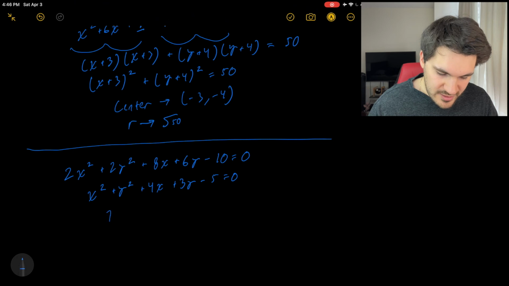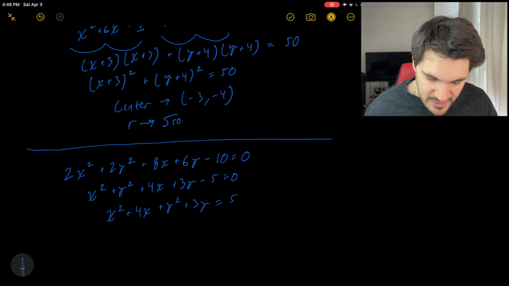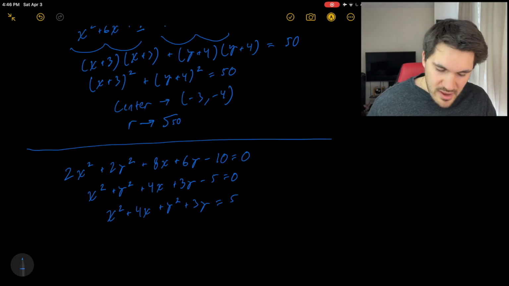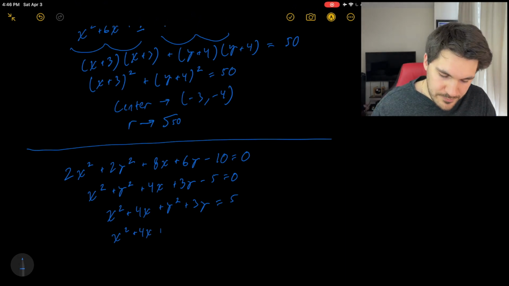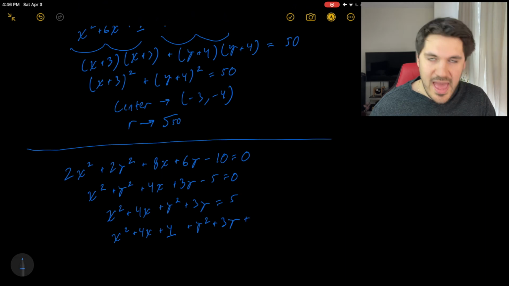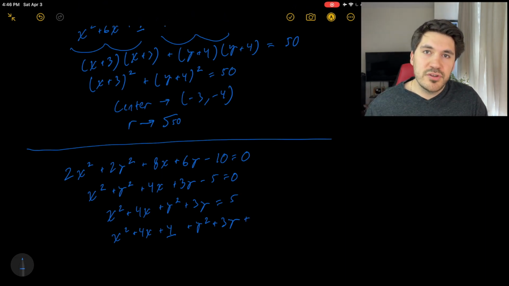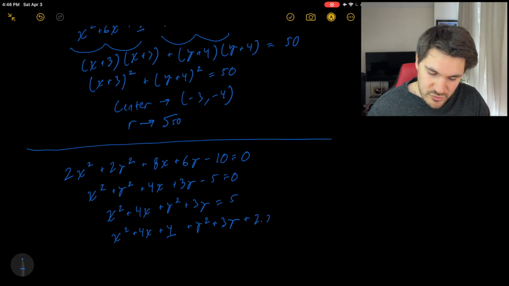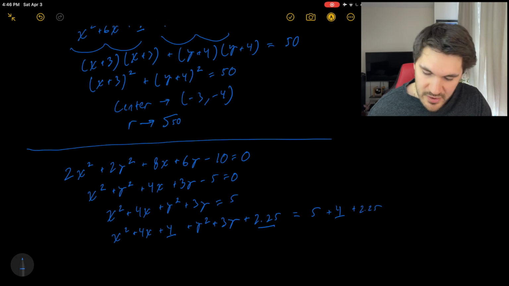And now we can do this stuff. So now we're going to do x squared plus 4x plus y squared plus 3y equals 5. Now this can get a little ugly, but c'est la vie. So take half of the coefficient of the x and square it. So that's going to be x squared plus 4x. Half of 4 is 2. 2 squared is 4, so add a 4. Plus y squared plus 3y plus, half of 3 is 1.5. 1.5 squared is 2.25. So plus 2.25. And on the right side, we're going to have the 5 plus 4 plus 2.25. So now we're almost done.